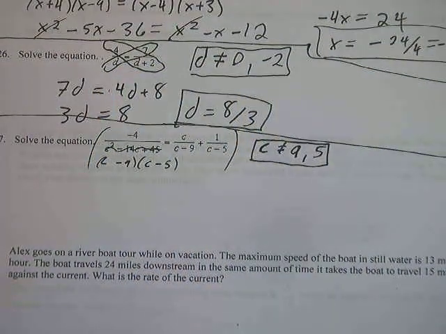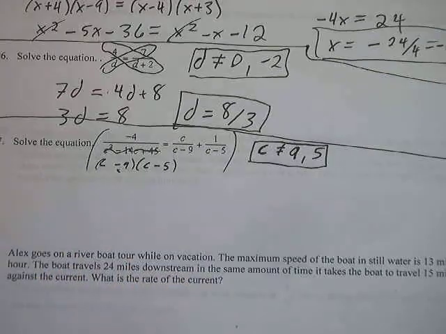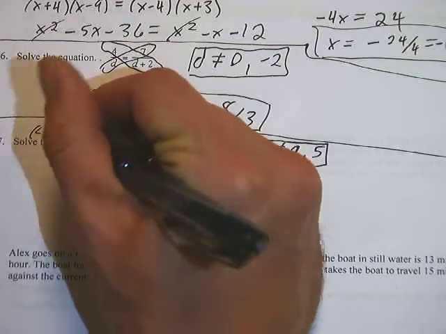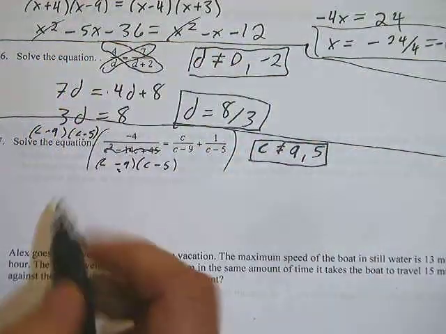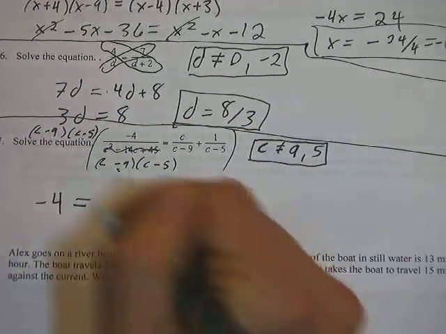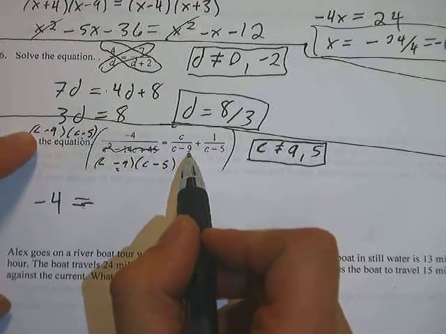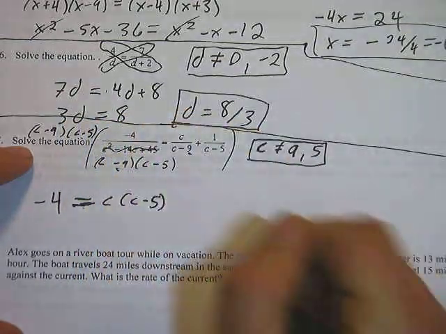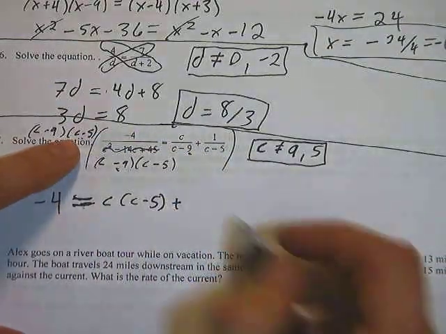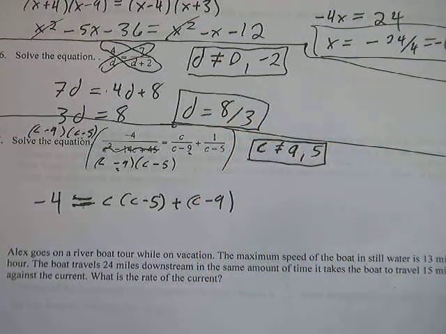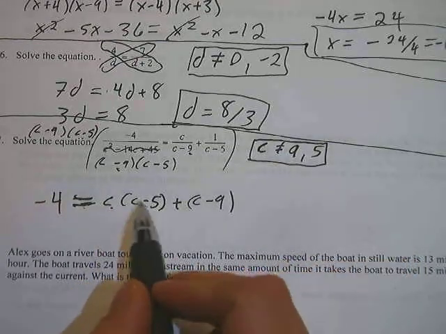Now, this one may seem like it's tough, but it's actually really simple if you multiply all three terms by this common denominator of C minus 9 times C minus 5. So that's what I'm going to do. On the first one, the C minus 9 and C minus 5 cancel out, leaving me with just -4. On the second term, only the C minus 9s cancel out, and that's going to leave me with C times C minus 5. And on the third term, the C minus 5s cancel out, leaving me with just C minus 9.